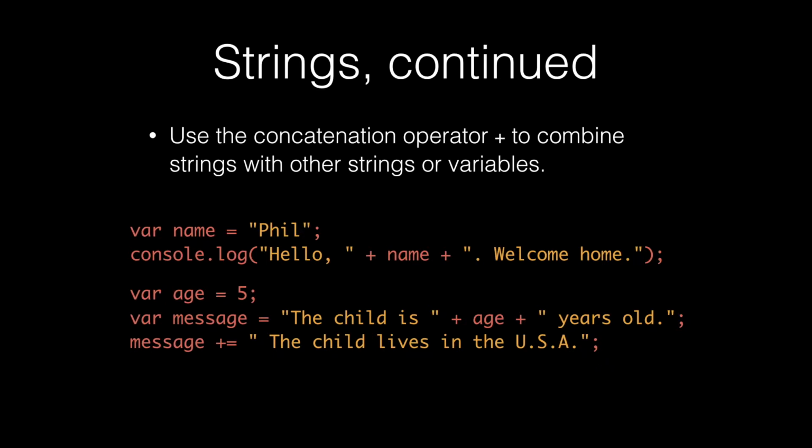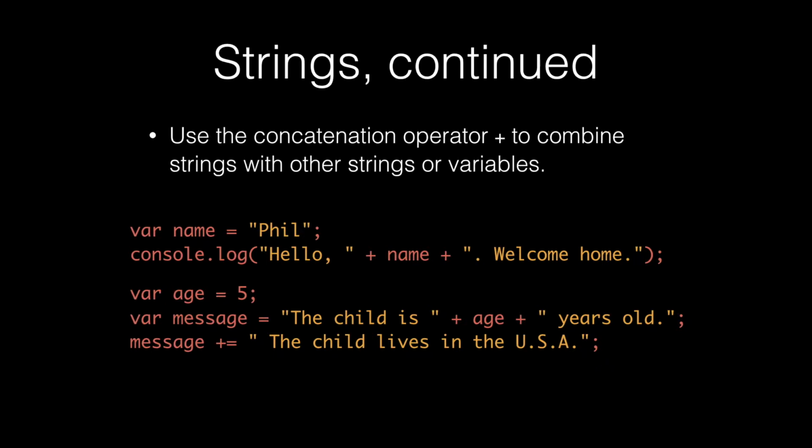On the next line, we have used the concatenation assignment operator. And I know it looks just like the addition assignment operator we talked about in the last lesson. But in this case, it does the same kind of idea. We're going to take the existing value of message and we're going to tack onto the end of it a new string, "The child lives in the USA." And that whole string, "The child is 5 years old. The child lives in the USA," will now be stored in the variable message.